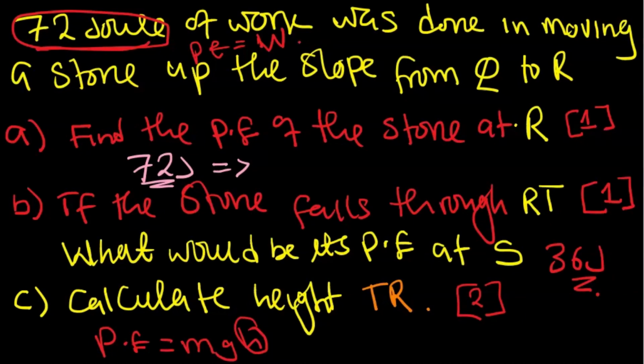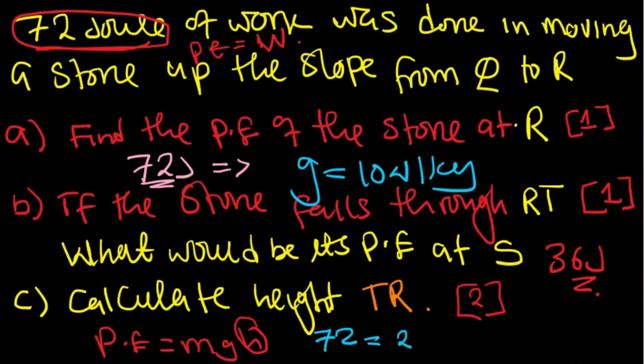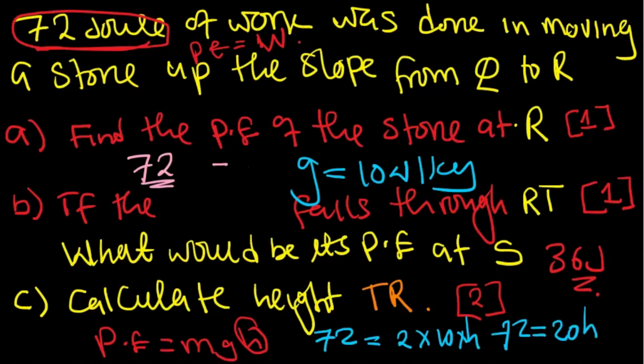Okay? So in our case, gravity, or g, was given as 10 Newton per kg. So we can calculate the height. The potential energy is 72, the mass is 2, multiplied by the gravity 10, and the height, the one that we don't know. So we are going to have 72 is equal to 20h. Okay? We want to find the height.